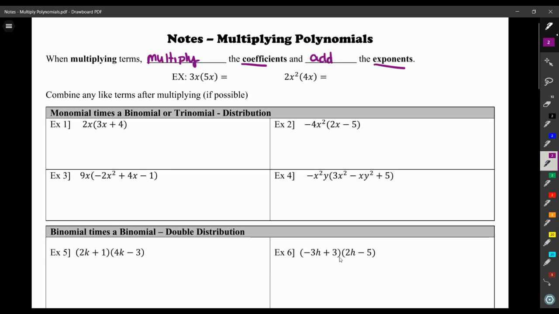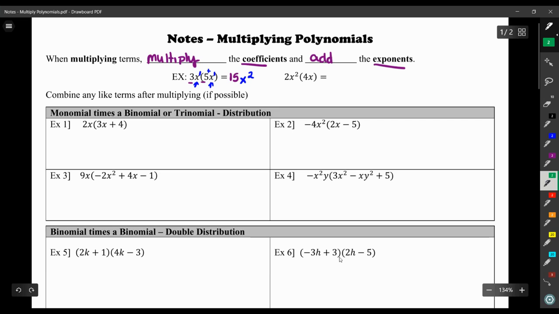For this first example, 3x times 5x, we would do 3 times 5 to get 15. And when you multiply x times an x, you're really adding together these little invisible exponents. So this would be x to the 1 plus 1, which would be 2. So 3x times 5x is actually 15x squared.